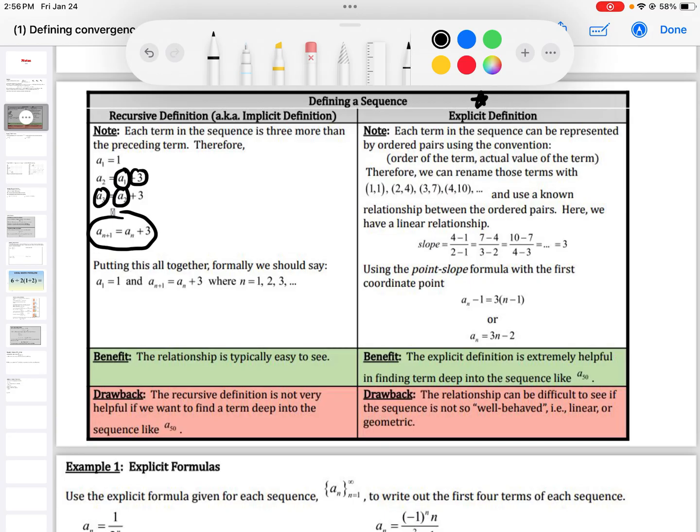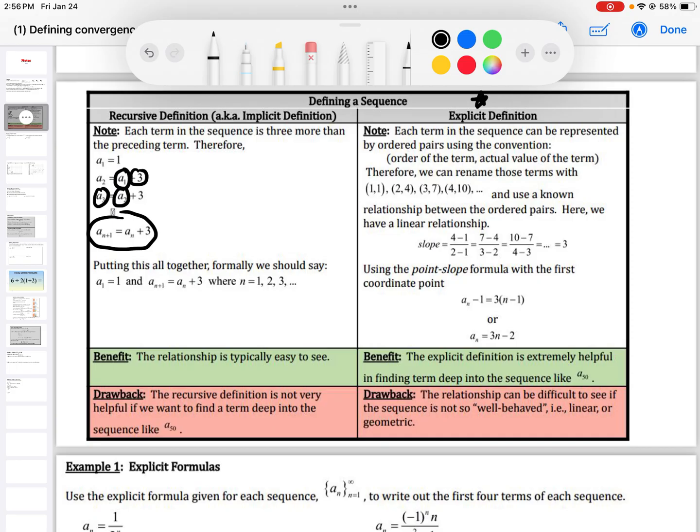The benefit here is pretty easy to see. We just added 3 each time. The drawback is, if I want to find the 50th term in the sequence, I would need the 49th term. And to get the 49th term, I would need the 48th term, so on and so on.